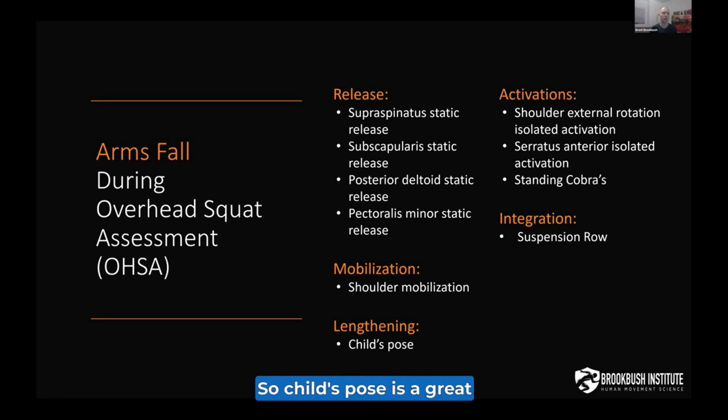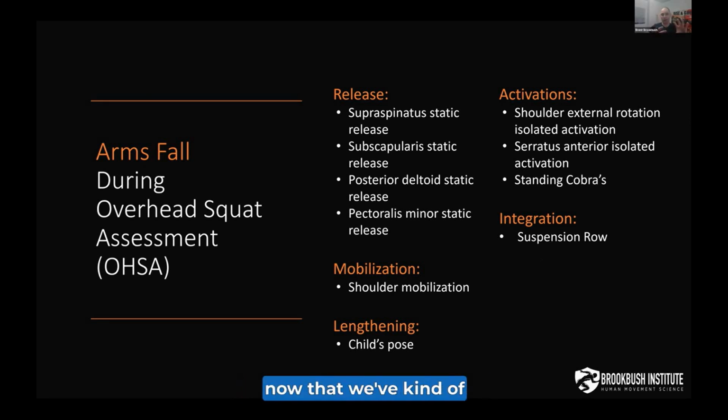Child's pose is a great stretch and deflection, which is going to affect things like your latissimus dorsi, your teres major, even your pectoralis minor. Activations: external rotators of the shoulder have a propensity to get underactive. The serratus anterior definitely has a propensity to get underactive. The lower trapezius with standing cobras here has a propensity to get underactive. And then what do we do for integration? We do the suspension row, just like this nice pulling.